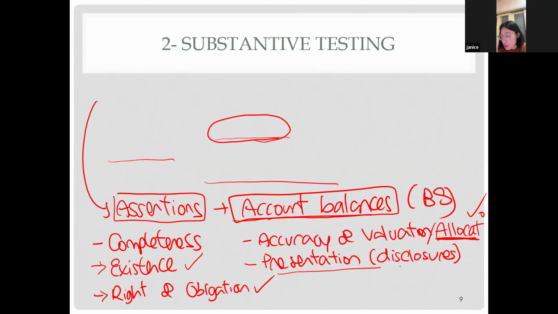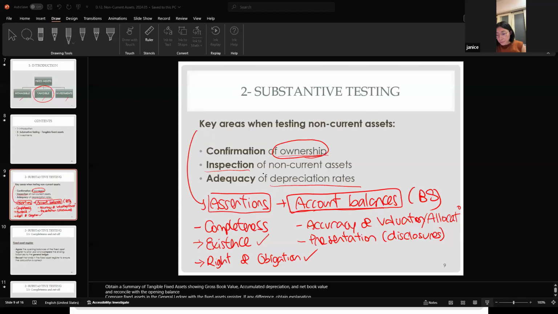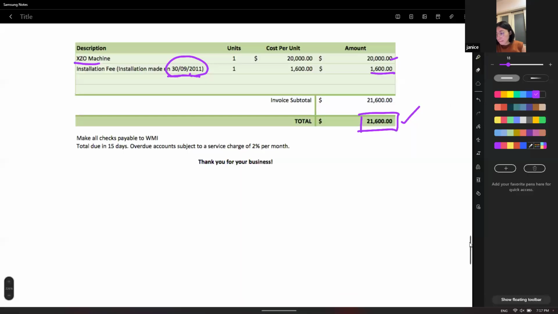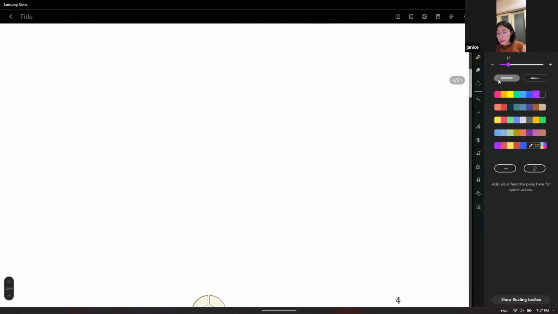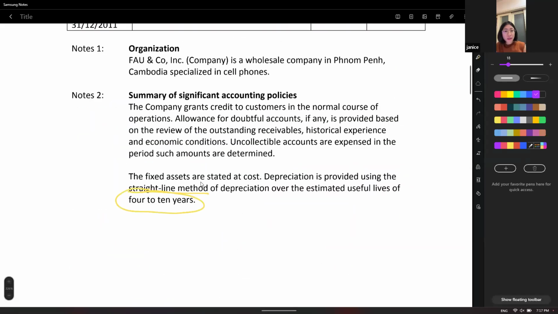And for presentation and disclosure, we actually have done some of it. For example, we read the disclosure related to the fixed assets. We know it's using the straight line and it's 4 to 10 years. So we have to make sure when the client is doing the depreciation, it is really following the policy they stated.